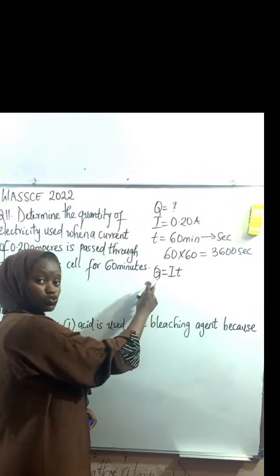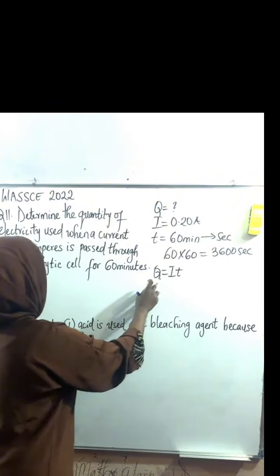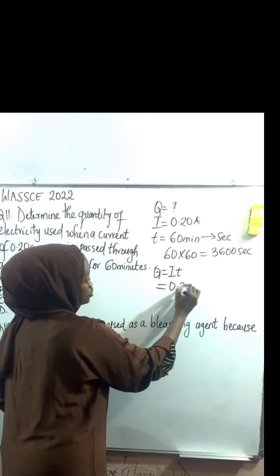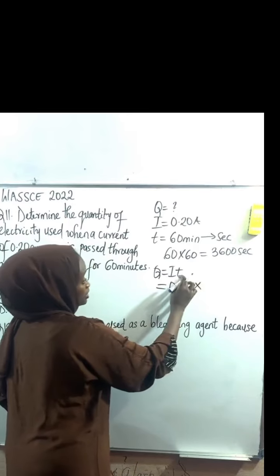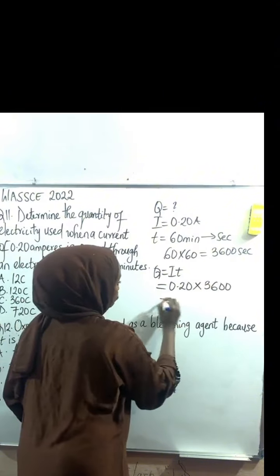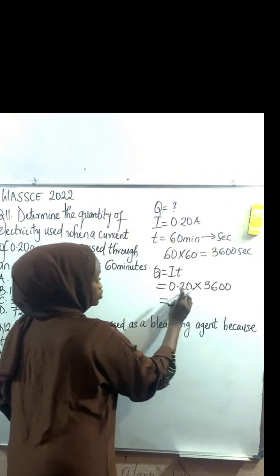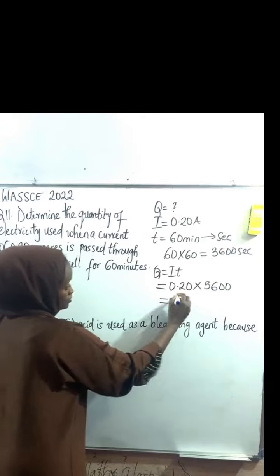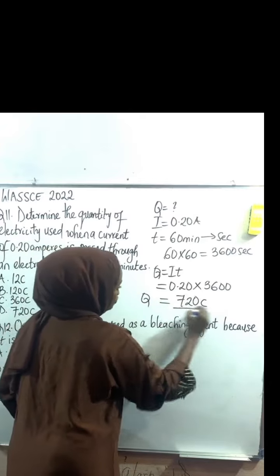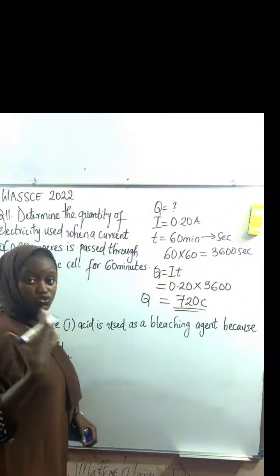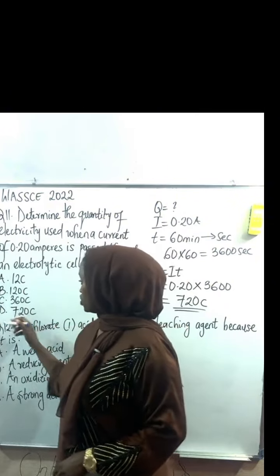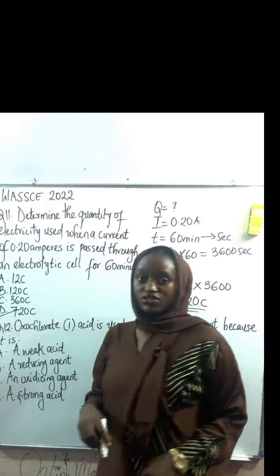Q is the value we are to find, which is the quantity of electricity, and I is the current, which is 0.20 times the T, the time, that is 3,600. So from here, punching the calculator, 0.20 times 3,600 gives us 720 coulombs. So Q is equal to 720 coulombs. So let's look at the options and see which of these options is the correct answer. So looking at A to D, we can see the option D is the correct answer.